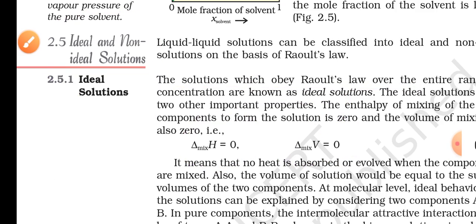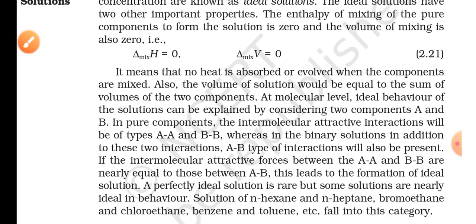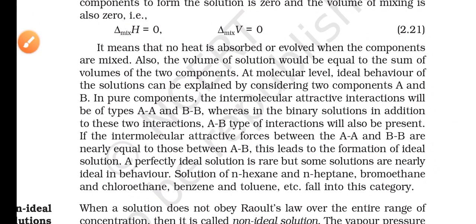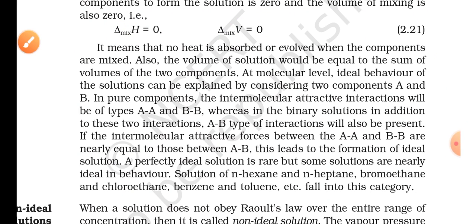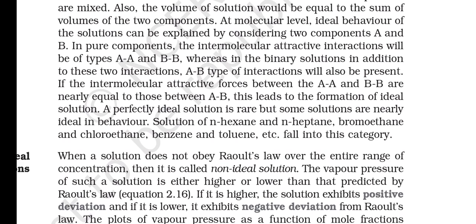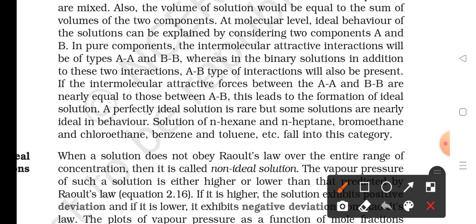So remember that to be an ideal solution, it has two conditions: ΔmixH equals 0 and ΔmixV equals 0. And sometimes it is important that you write this definition: if AA interaction and BB interaction are equal to AB type interaction, then these are known as ideal solutions.